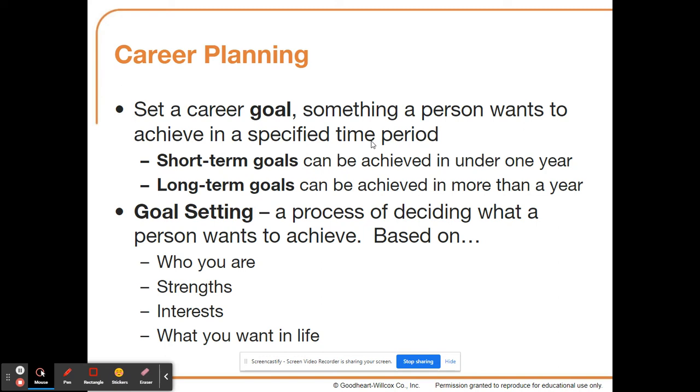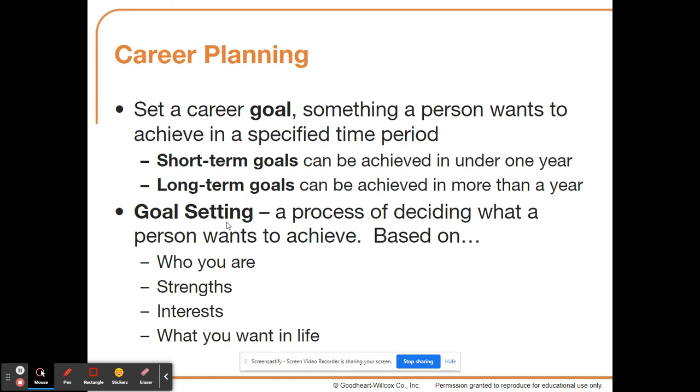So, a career goal is going to be something a person wants to achieve in a specific time period. So, you might want to get a job in your field within the next couple of years, but long term, what do you want to do? So, a short term goal can be achieved in under 1 year, but the long term goal is going to be achieved in more than a year.